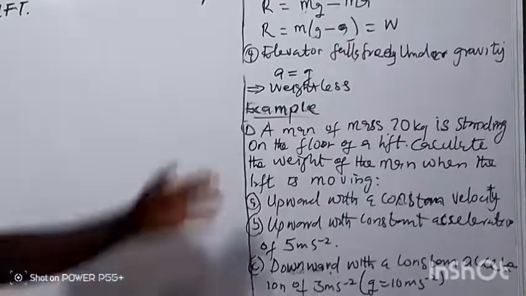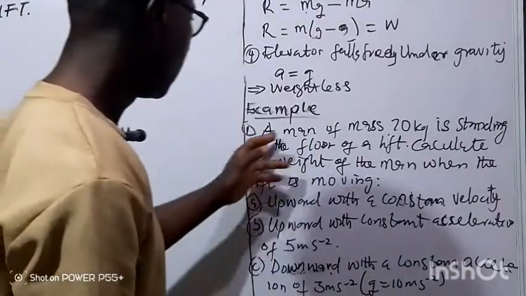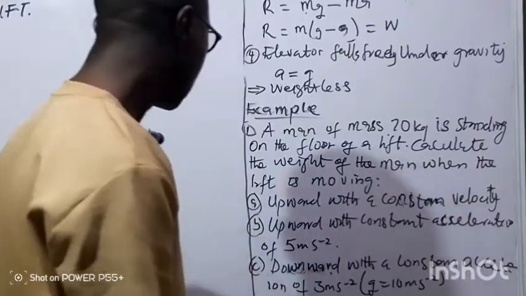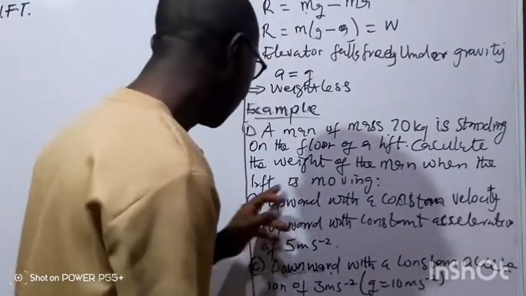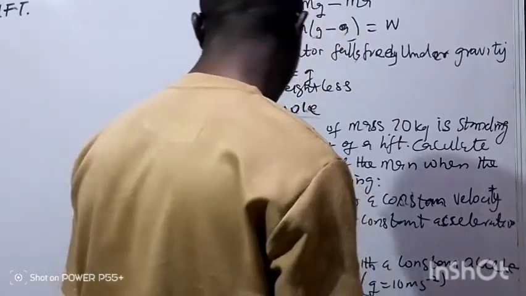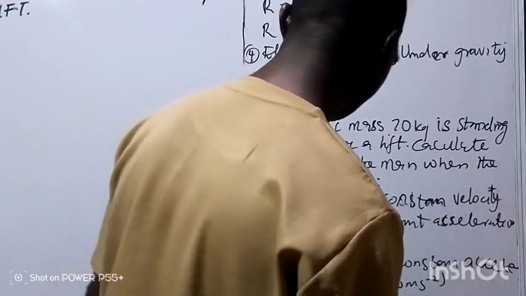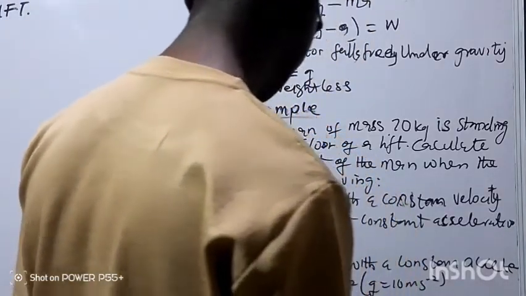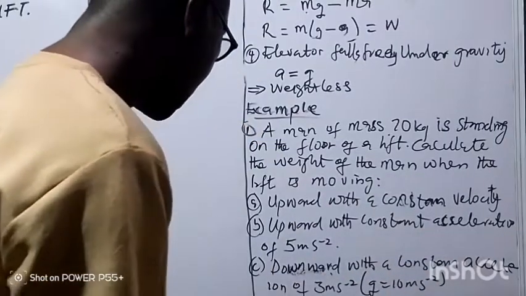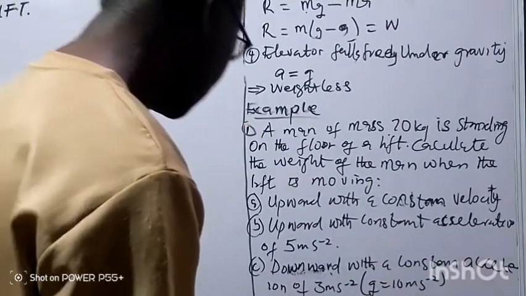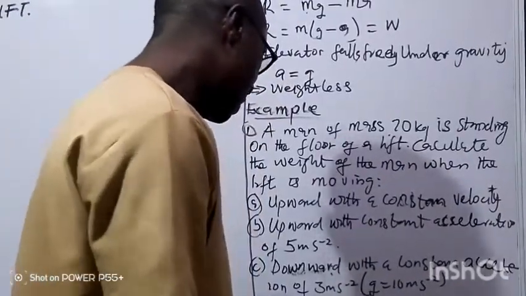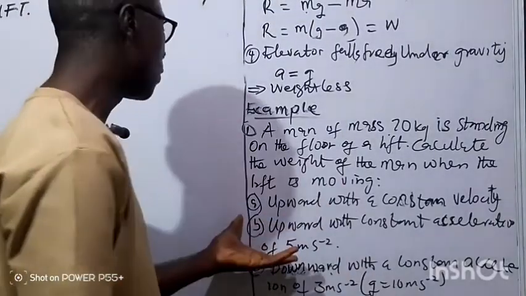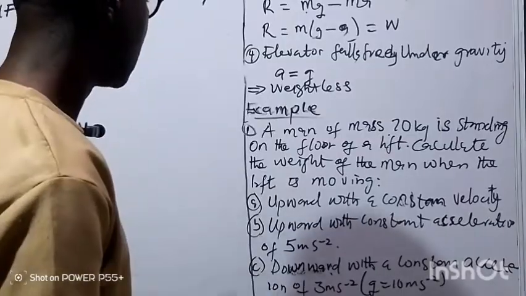Now, let's take this one as example 1. A man of mass 70 kg is standing on the floor of a lift. Calculate the weight of the man when the lift is moving. A, upward with a constant velocity. B, upward with constant acceleration of 5 meters per second square. C, downward with a constant acceleration of 3 meters per second square. G equal to 10 meters per second square. Now, this is just to combine all the cases we treated in one question.